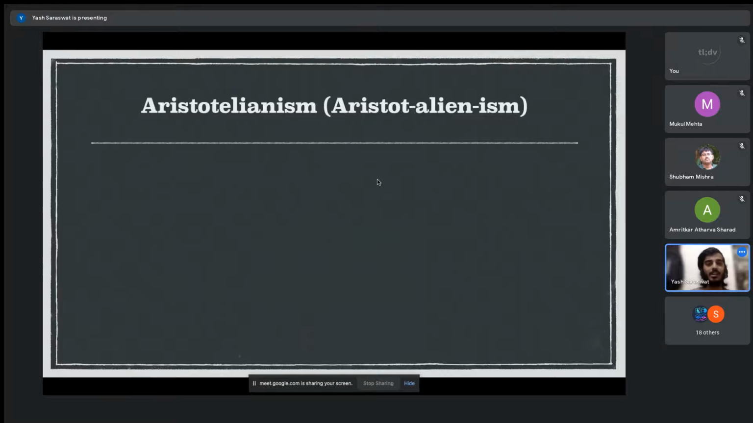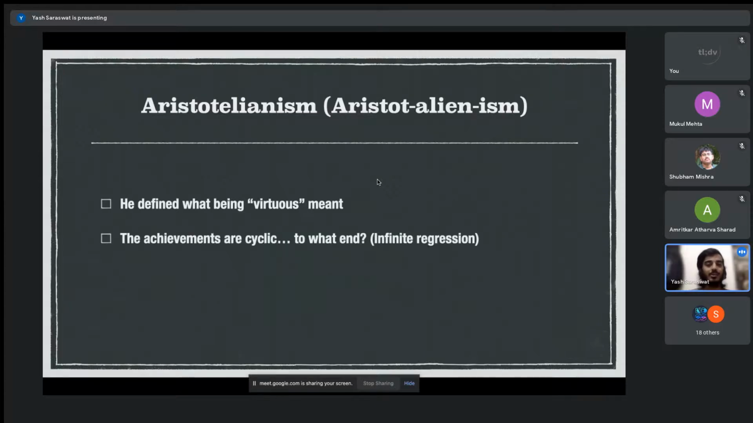So I went to his buddy, Aristotle, and this is a pretty difficult word to pronounce, and I don't know if I'm doing it right, but I basically say Aristotelianism, and I don't know if it's the right way, but it is what it is. He defined what being virtuous meant, what a human must do to be called virtuous, and it's a very nerdy definition, so we won't go over it. It's not that elegant, so I just skipped it. But it is a pretty good definition.